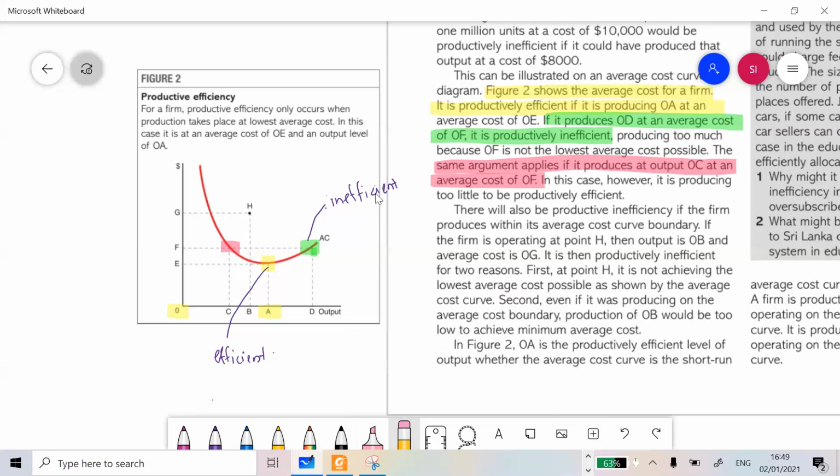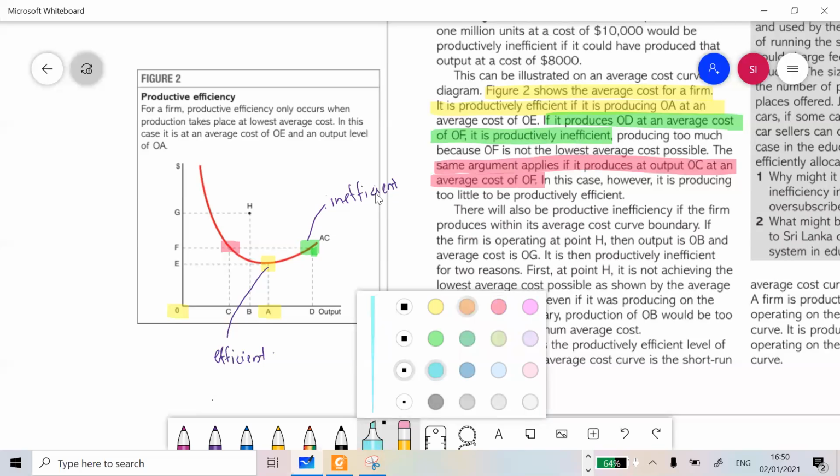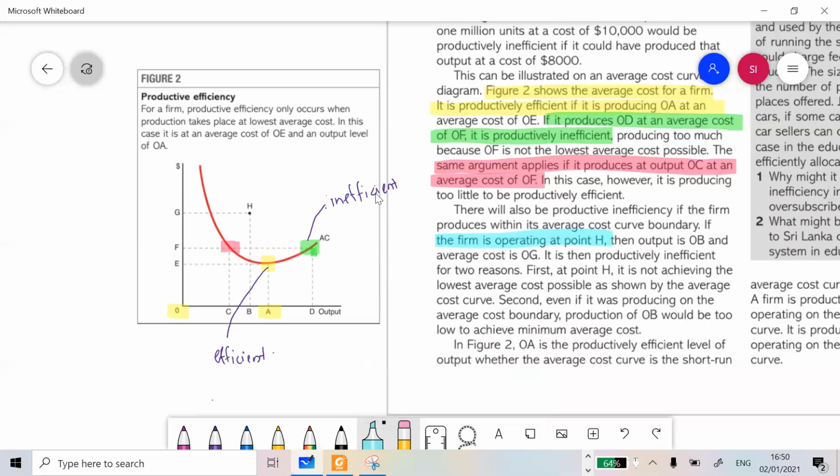There will also be productive inefficiency if the firm produces within its average cost curve boundary. If the firm is operating at point H, over here, then output is 0B and average cost is 0G. With output of 0B and average cost of 0G, it is productively inefficient.